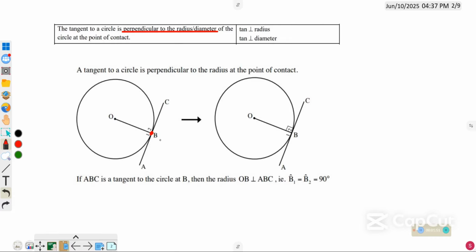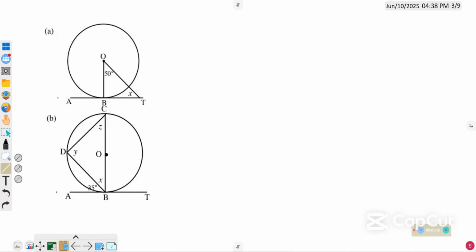So since OB is a radius, then by default this should be a 90 degrees. A radius is always perpendicular to a tangent. So that's the reason. Tangent perpendicular to radius or tangent perpendicular to diameter. Remember, this would be a diameter if we extend OP all the way to the circumference, like that. Okay, and you do not need to know the proof of this. This is more like a fact that you should know. Okay, and let us see how we use this.